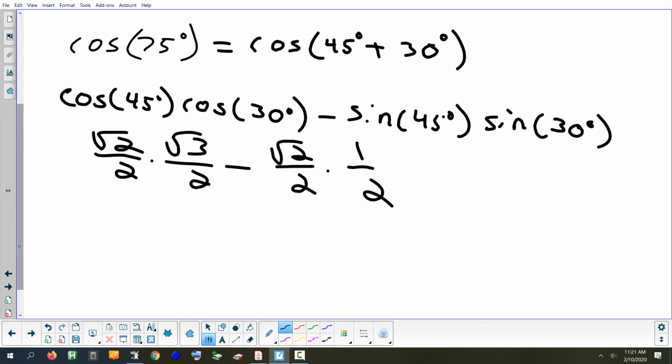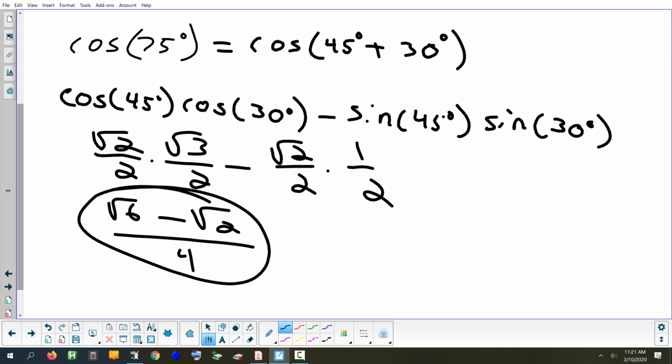Okay, so I'm just going to put it all together in one step. Denominator for everything is going to be what? 4. Final answer is going to be over 4. And what are you going to have in the top? Square root of 6 minus square root of 2. And that's the exact answer for the cosine of 75, done as a sum.